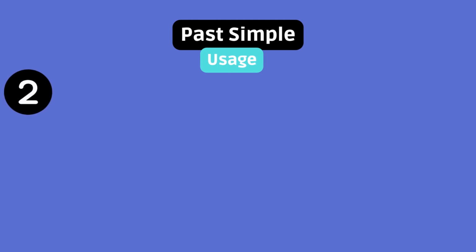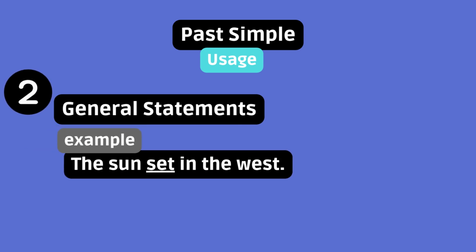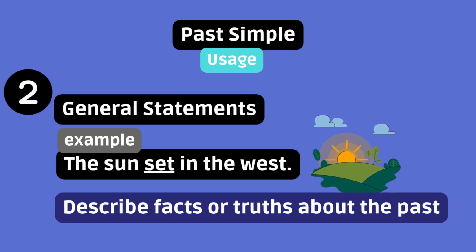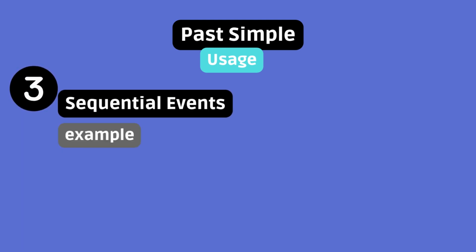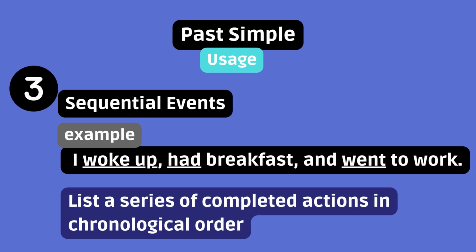Number two, general statements. Example, the sun set in the west. It can be used for statements that describe facts or truths about the past. Number three, sequential events. Example, I woke up, had breakfast, and went to work. It's used to list a series of completed actions in chronological order, one after the other.